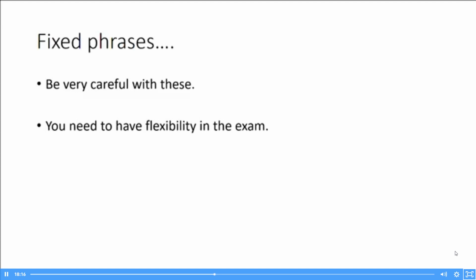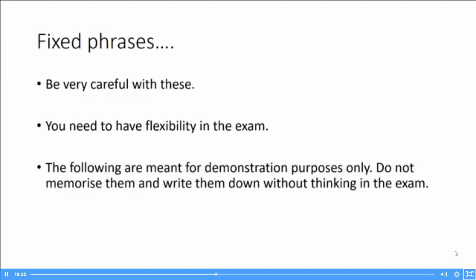The following fixed phrases I'm going to show you are for demonstration purposes only. Do not memorize them and write them down without thinking in the exam. Now you might use them if it's appropriate to use them in the exam, but please just don't blindly memorize them and insert them into your exam. That's a really terrible idea.